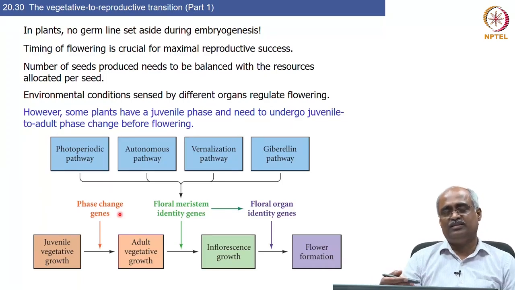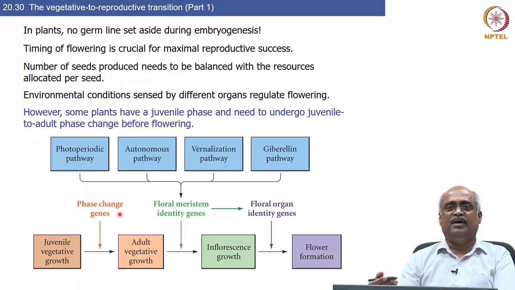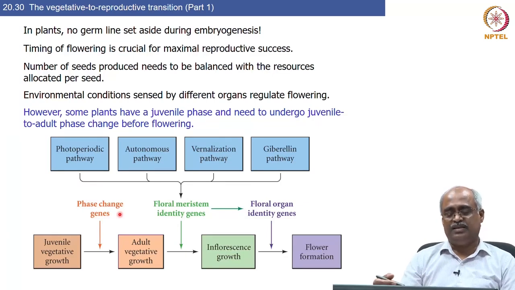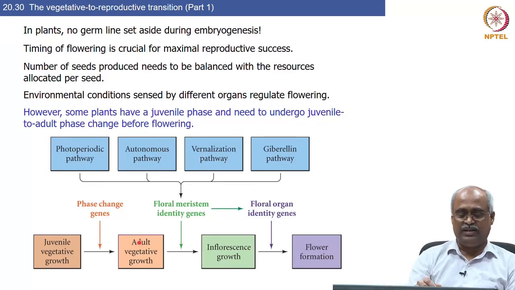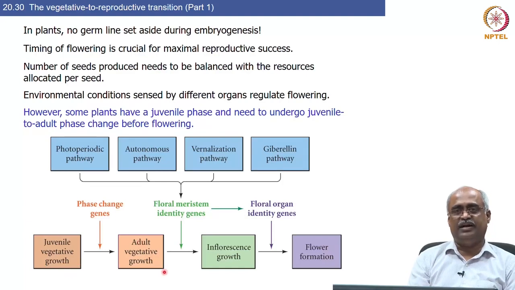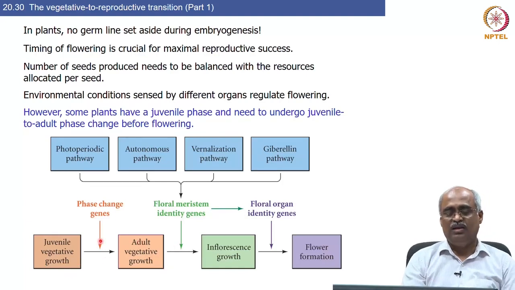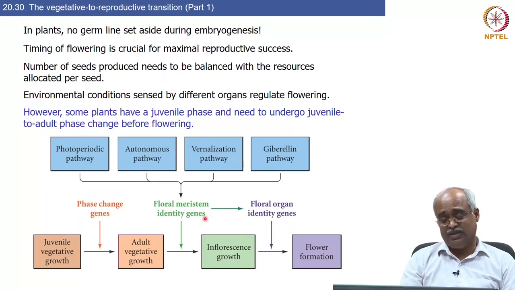So we have learned this induction competence concept in animal development earlier. That applies here as well. This is an important concept we need to remember: the juvenile to adult transition. Once that happens, then you have another transition, which is vegetative. Instead of producing leaves and stems, it starts to make inflorescence. So the apical meristem transitions into what is called the inflorescence meristem.